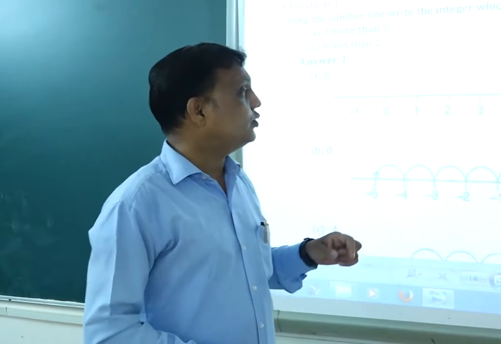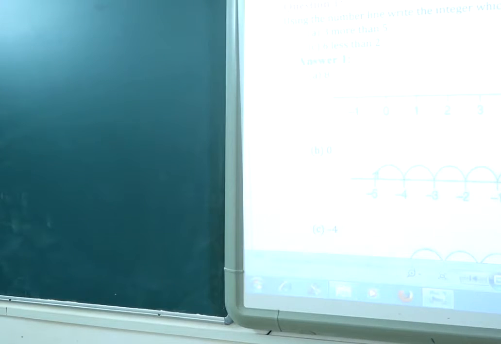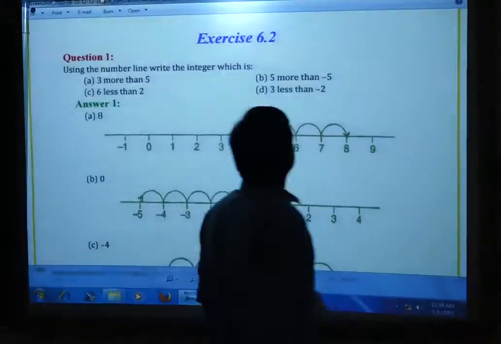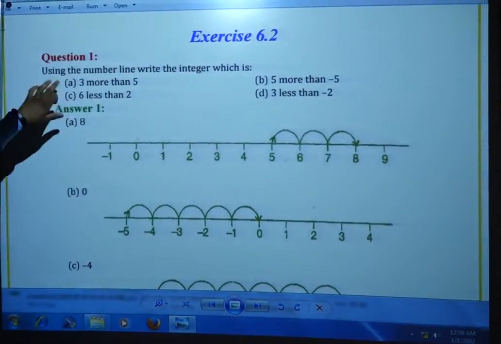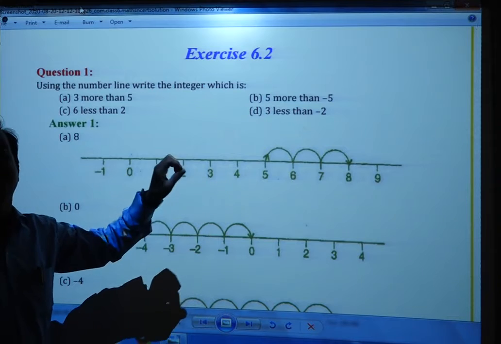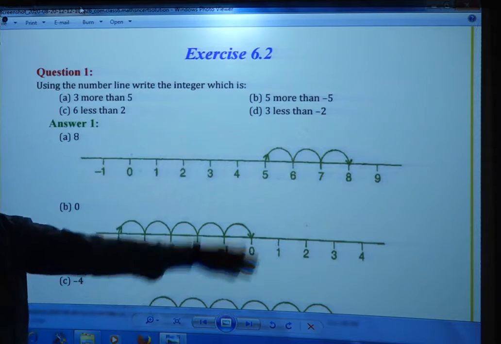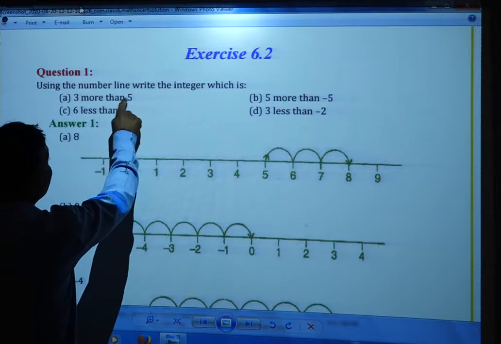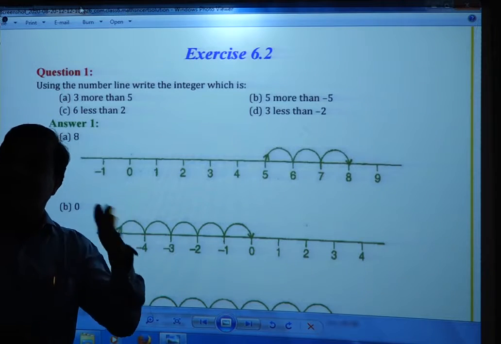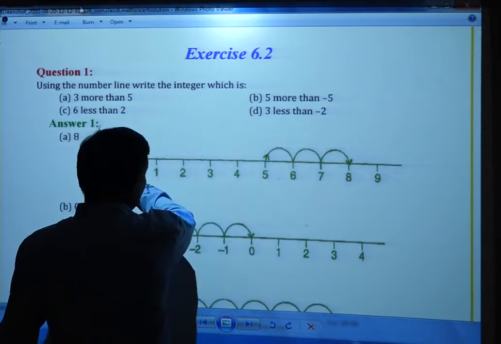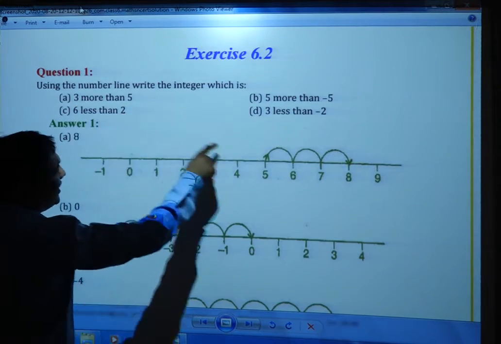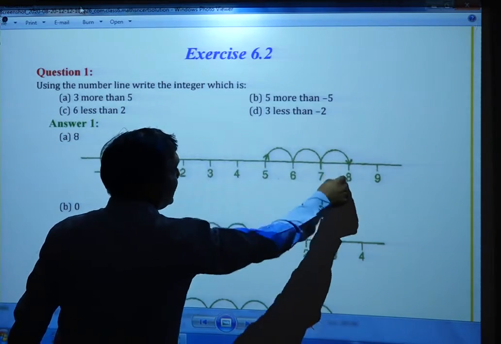Now please pay attention at the board. Exercise 6.2. Using the number line, write the integers. Draw the number line and show the given number. First one is 3 more than 5. 3 more than 5 means 5 plus 3, how much? 8. So you have to show 8. Draw the number line, 0, left side minus numbers, right side plus numbers. From 5 start and show 3 more. So you will get the answer 8.